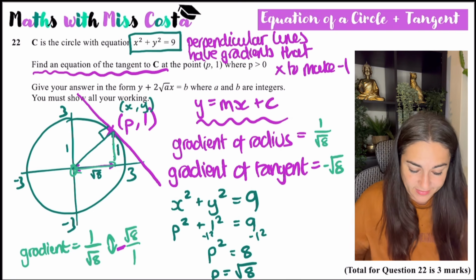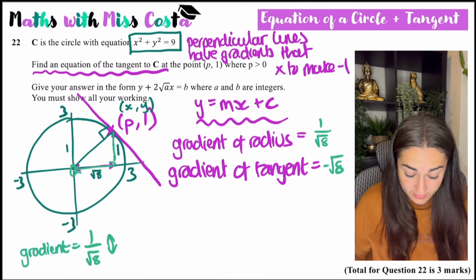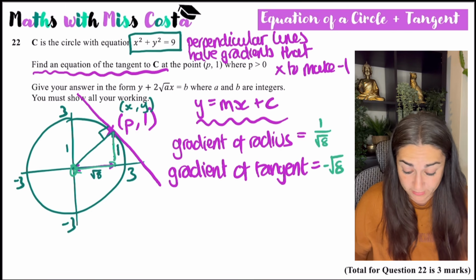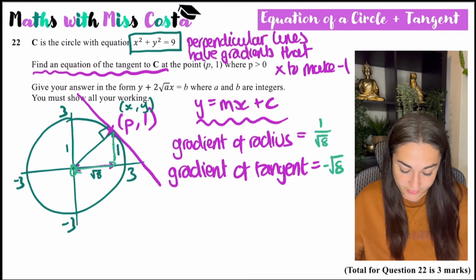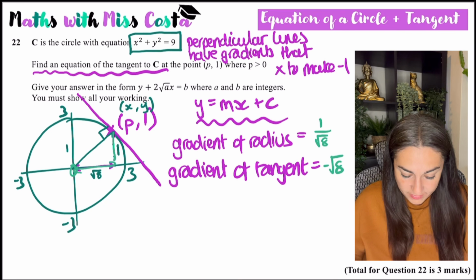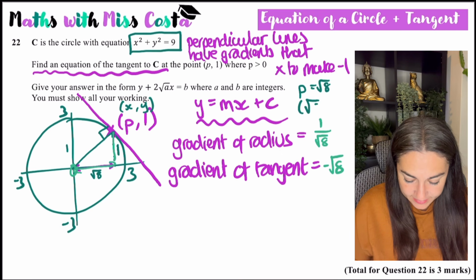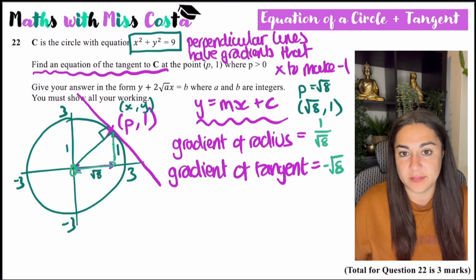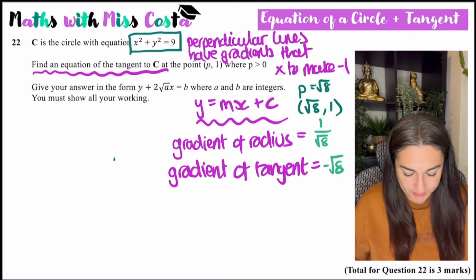And as you can see, there's going to be a lot of working for this, and you're most likely going to want to make notes and highlight the important bits. That's why I'm leaving the gradient of radius and tangent there. So I know that the gradient of the tangent is minus root 8. And what other key information do I know? I know that P is root 8, and the coordinate that is on the tangent and on the circle is root 8, 1. So I'm just going to rub this out because we need some space.